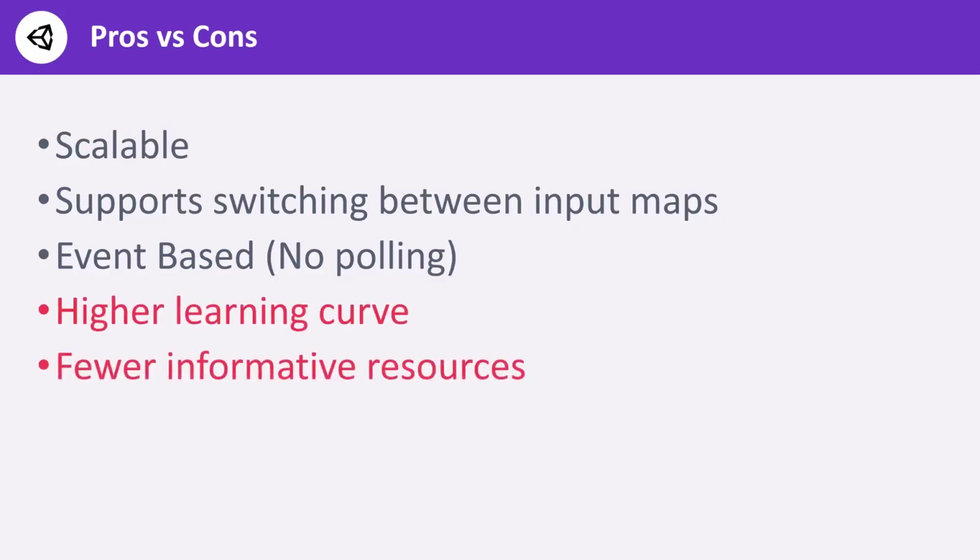So, what are the downsides? Firstly, the input system has a slightly higher learning curve. It can be intimidating to get started. Secondly, there are fewer resources available for learning more. While the input system has been around for a few years, some features aren't highly documented. You may need to rely on trial and error to get the desired behavior.